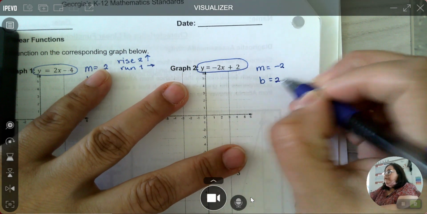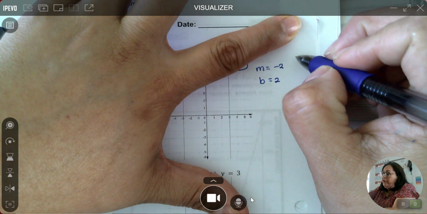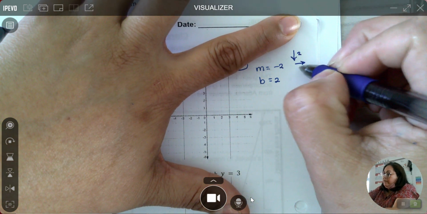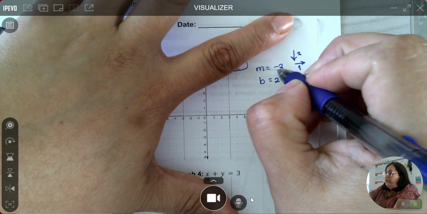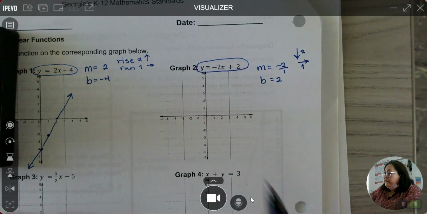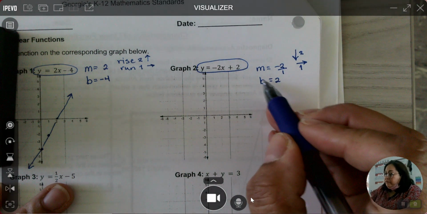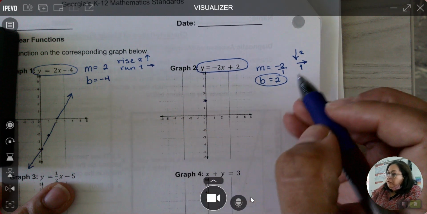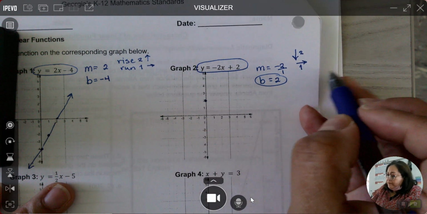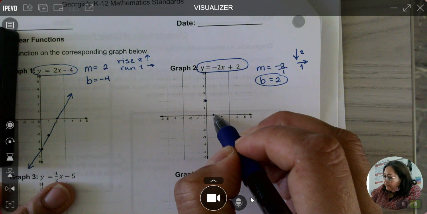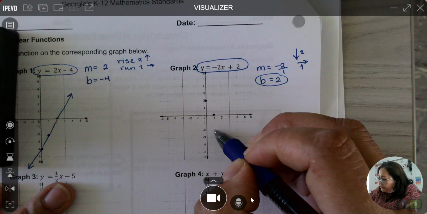Now, what does this -2 mean? This -2 means that you're going to go down 2, and you're going to run 1, right? Because it's -2 over 1. So let's find our y-intercept, which is a 2. Find this one first. Okay. And we're going to go down 2, and then we're going to run 1. So down 2 over 1. Down 2 over 1.